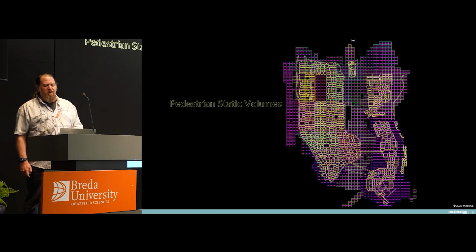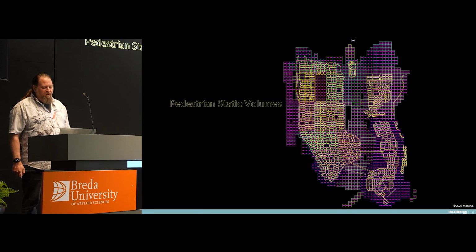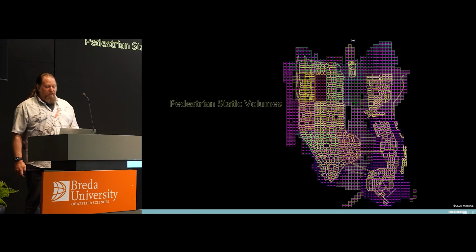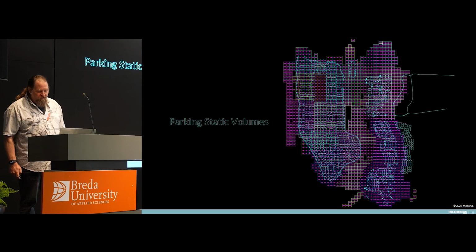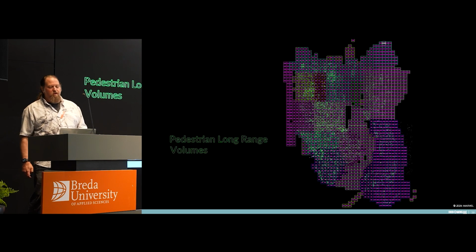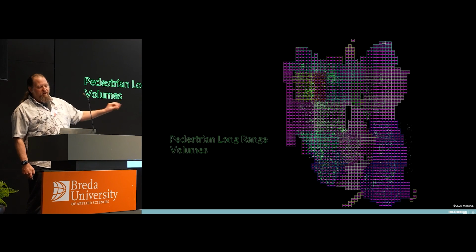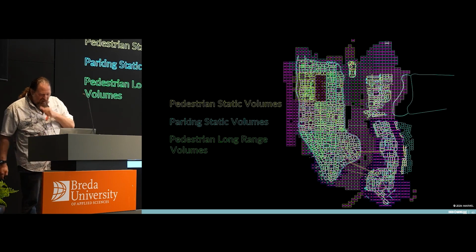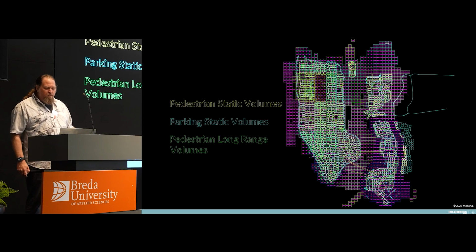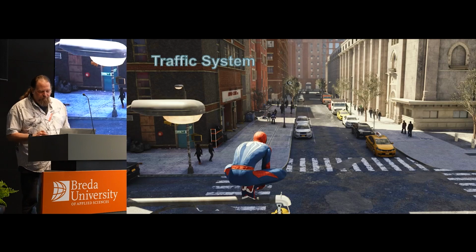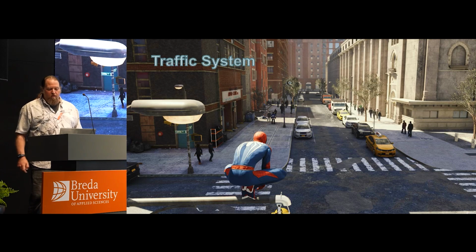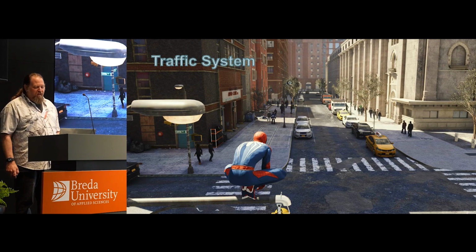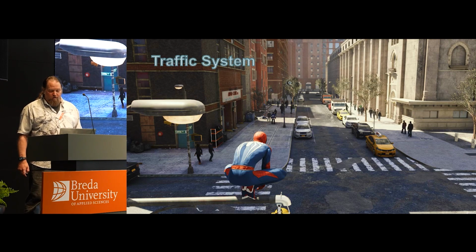Using similar techniques to the audio volumes, we procedurally place spawner volumes for pedestrians, parked cars, and long-range pedestrians to maintain the illusion of pedestrians going off into the distance. The combination of pedestrian, parking, and long-range spawner volumes keeps Marvel's Manhattan bustling. The same road curve network also drives procedurally placed pedestrian and vehicle traffic controls.